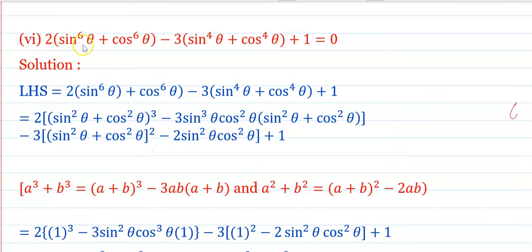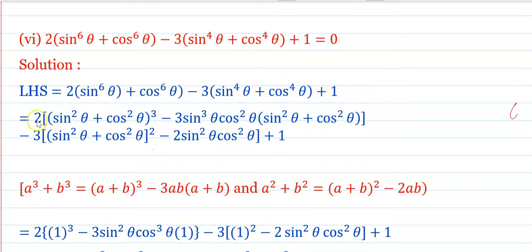2 times sin theta raised to 6 plus cos theta raised to 6 bracket complete minus 3 times in bracket sin theta raised to 4 plus cos theta raised to 4 bracket complete plus 1 is equals to 0. This we want to prove. Now consider the LHS. That is 2 in bracket sin theta raised to 6 plus cos theta raised to 6 minus 3 times sin theta raised to 4 plus cos theta raised to 4 plus 1.